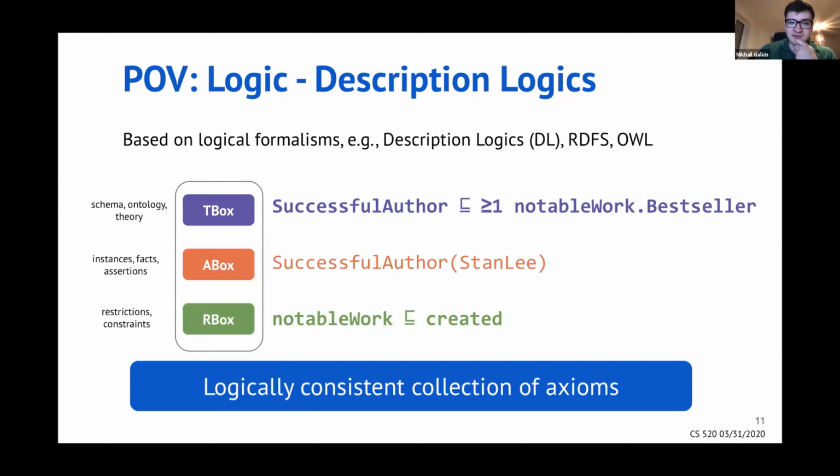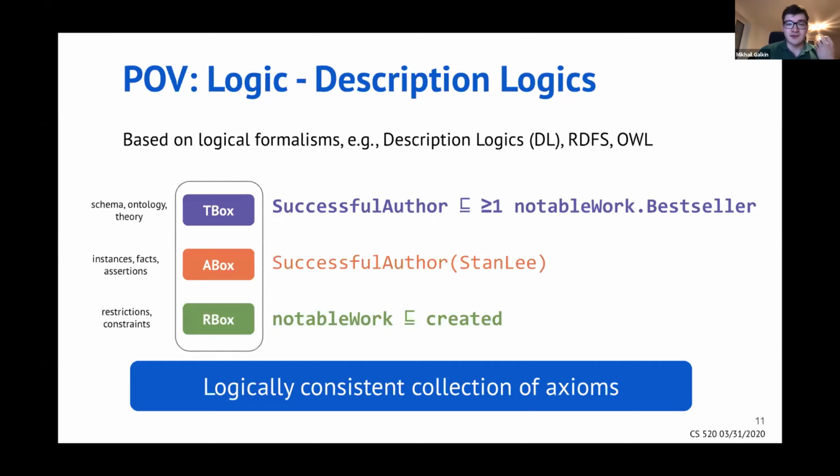On the second level, we have instances, facts, assertions, also called the A-box, but we can call it factual information, instance data, which actually defines real-world facts, a triple, like Stan Lee is a successful author, which will be a triple too. And finally, we have the R-box, which describes different restrictions and constraints, where we can say something about predicates and their hierarchy and their constraints. That is, notable work will be a subproperty of created. So from that perspective, a knowledge graph will be a logically consistent collection of axioms.